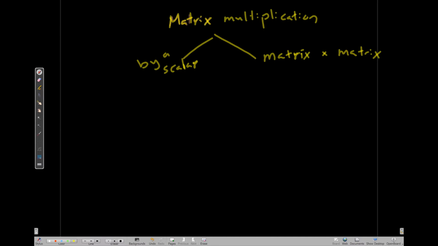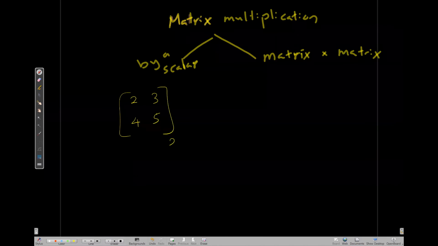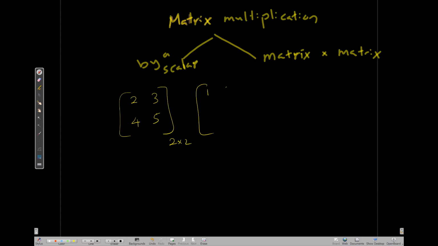Let's say we have 2, 3, 4, 5. This is a 2 by 2 matrix. And let's say 1, 2, 0, negative 1. Again a 2 by 2 matrix. If the sizes are the same, yes, we can multiply, but it's not just the case. There is more. But let me tell you how to do this.